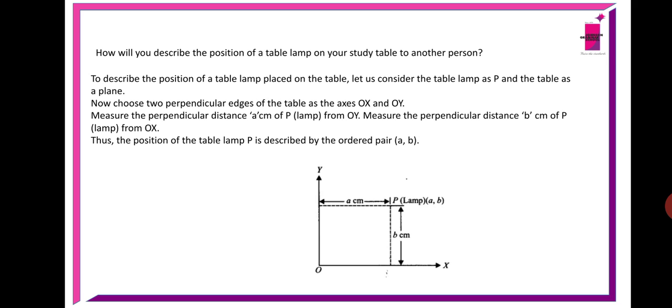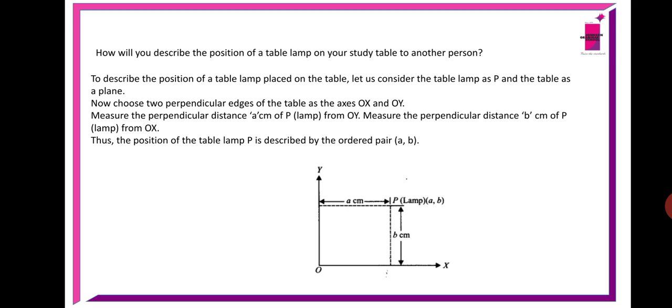Let us consider the table lamp as P and the table as a plane. Now choose two perpendicular edges of the table as the axes OX and OY. Measure the perpendicular distance A centimeters of P from OY. Measure the perpendicular distance B centimeters of P from OX. Thus the position of the table lamp is described by the ordered pair (A, B).